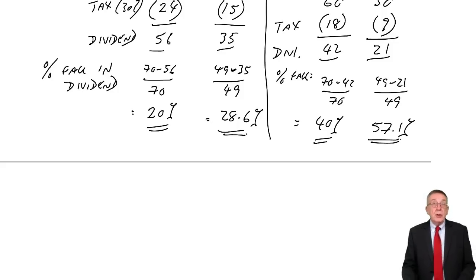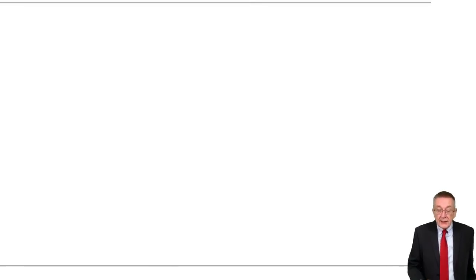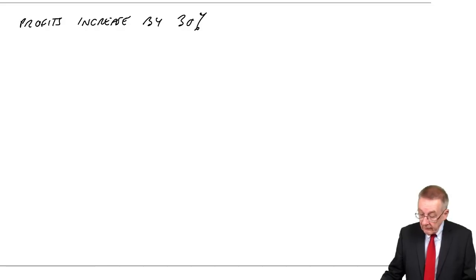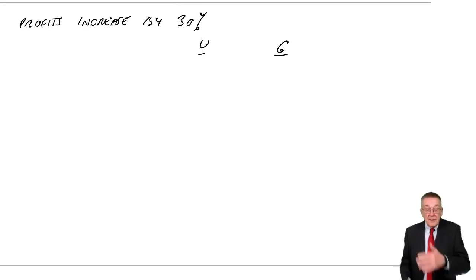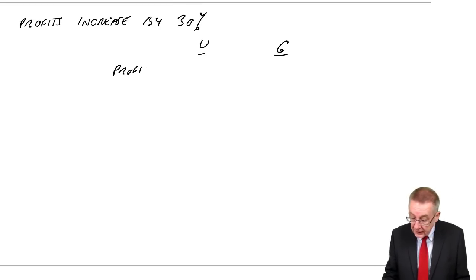Now, I started to say before, it works both ways. Let's just do one more. Suppose for the same question, currently profits are 100. Suppose profits increase by, let's say, 30%. Well, what's going to happen? They're currently 100. So in both cases, the operating profits go up to 130.